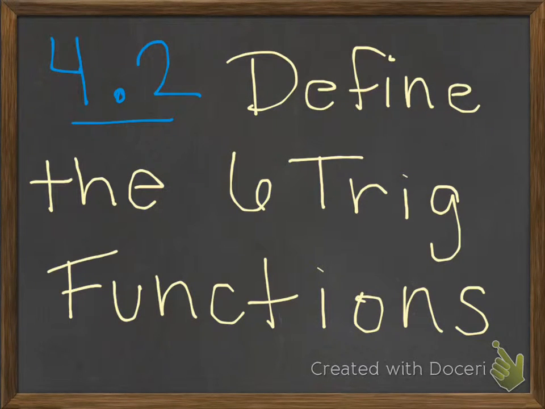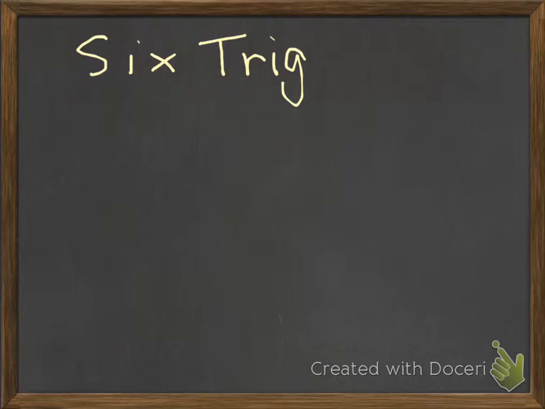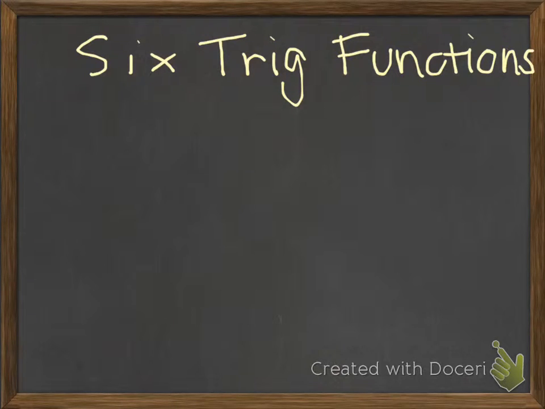Today we're going to begin section 4.2, and the objective for today is to define the 6 trig functions. So the first thing we're going to discuss is what are the 6 trig functions. Up until this point, you've been introduced to only 3 of the trig functions. So you are aware of sine, cosine, and tangent. And that's something that you learn in geometry and you learn a little bit in algebra too.